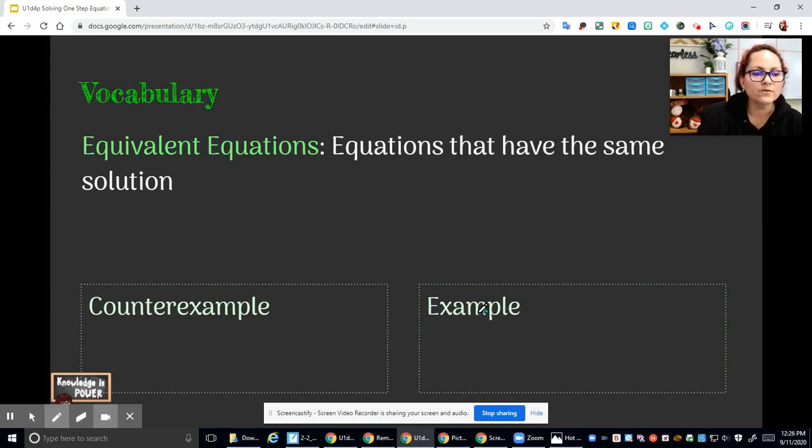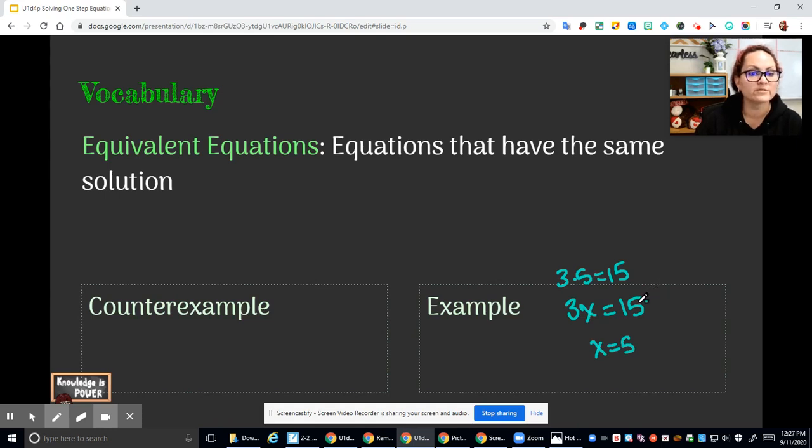Okay, so for example, 3x equals 15, right? So here we know that what would x be? Well, x would be 5, okay? Because we could plug it in, right? We could say 3 times 5 would equal 15, right? So here we have one equation.